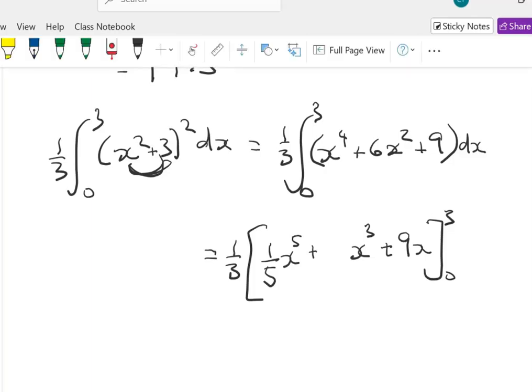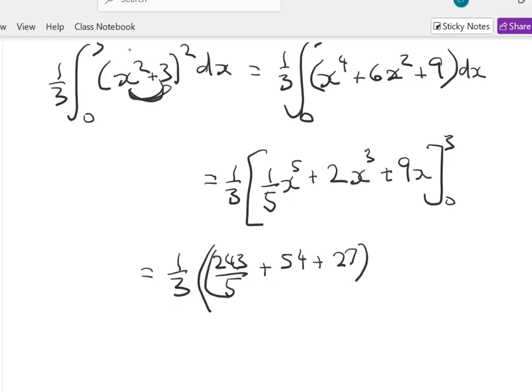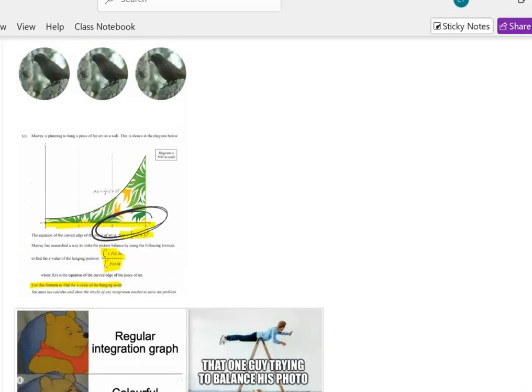So we'll magically change that to a 2. And when we evaluate that, we get 1/3 of 243 over 5 plus 54 plus 27, minus 0 plus 0 plus 0, which is very nice. That gives me a final answer of 243 over 15 plus, I've got 81 over 3 plus 27, which gave me, what did I get here? 43.2. I think that was an exact value. I actually can't remember.